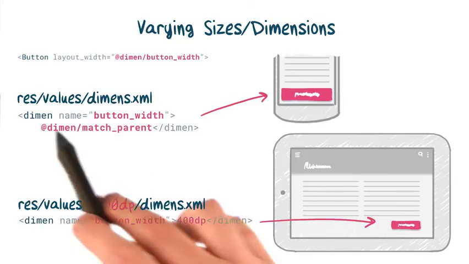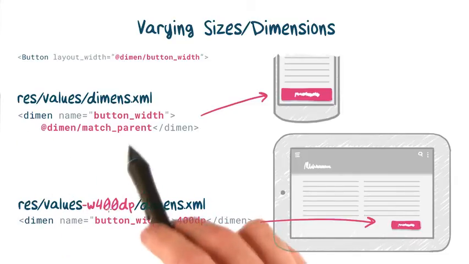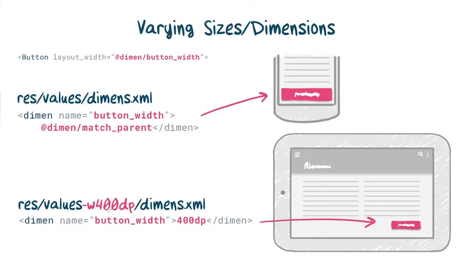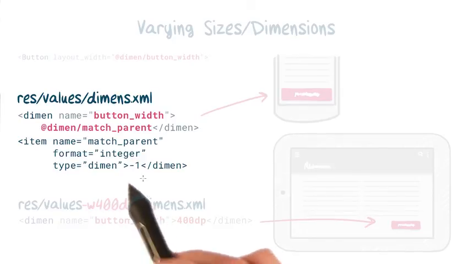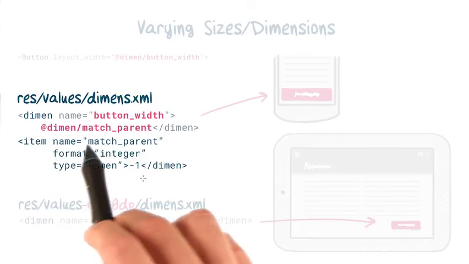Note that simply typing match parent won't work in dimension resources because it's a special value, -1, that doesn't have any units. Here's a quick trick that works around that limitation. Just put this item tag in your dimensions file that's equivalent to the integer value -1. Then you can reference it in other dimension values like so, using @dimen match parent.